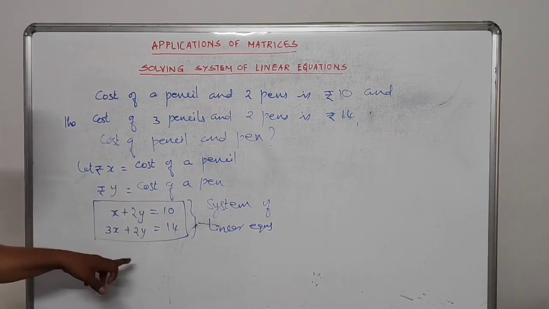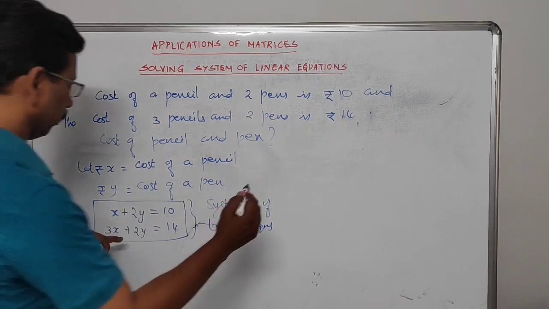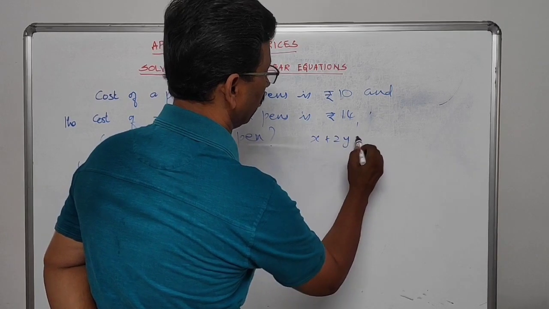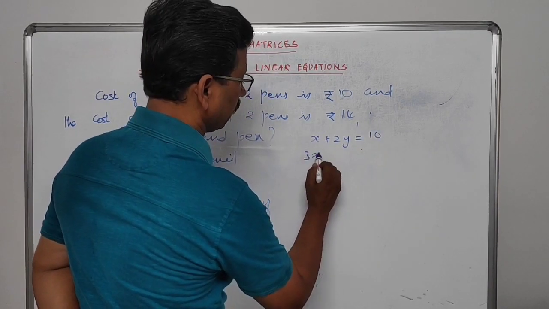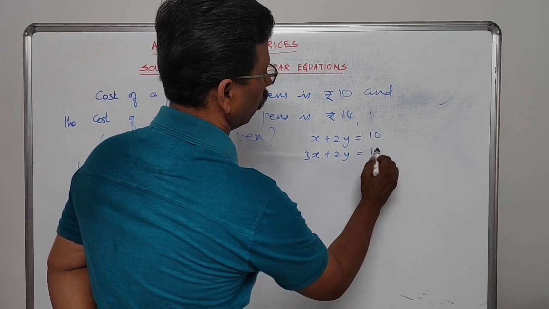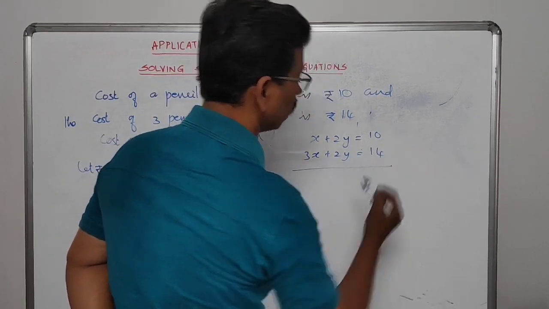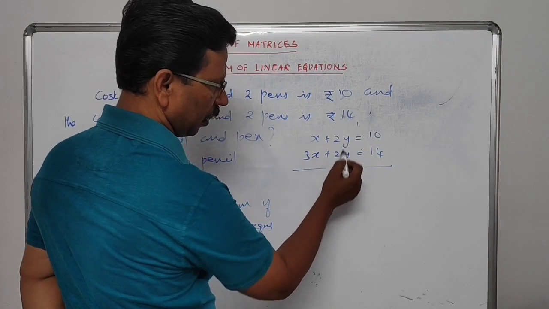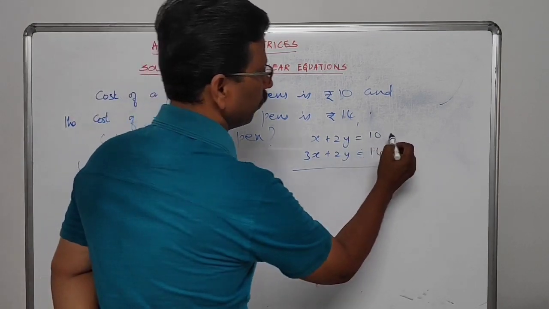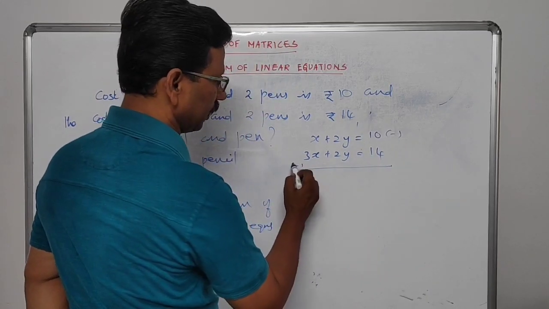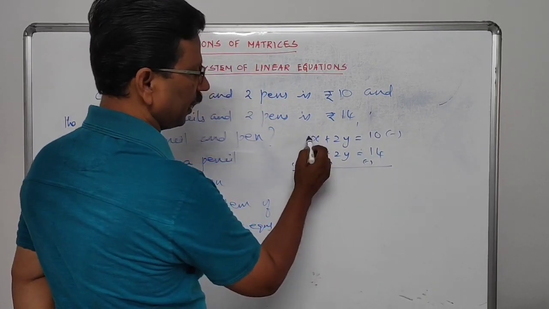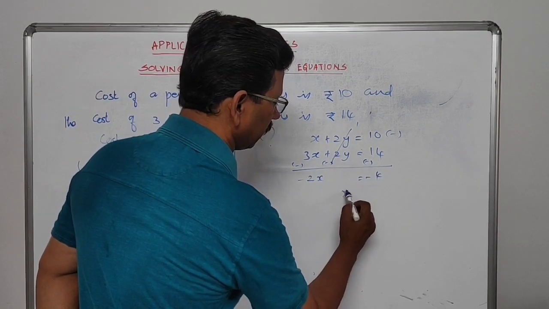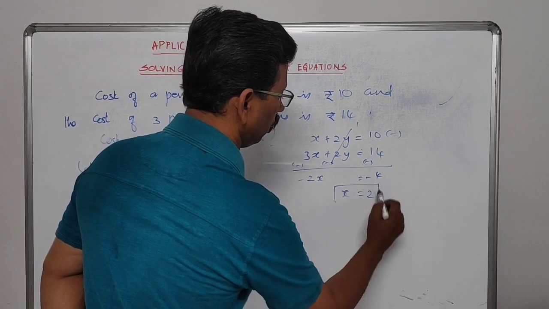We have x plus 2y equal to 10 and 3x plus 2y equal to 14. We can solve these two equations by the elimination method. Here the coefficients of y are equal, so we can eliminate easily by subtracting, which means changing the signs. x minus 3x gives minus 2x, and the y terms cancel, so x equals 2.